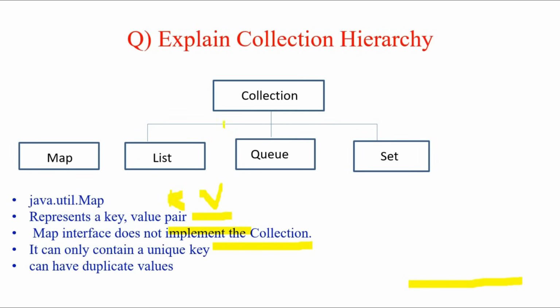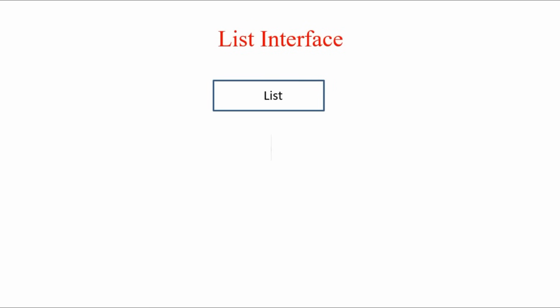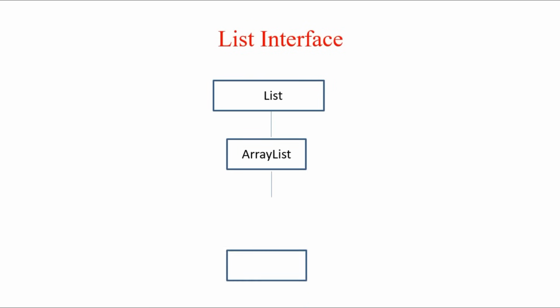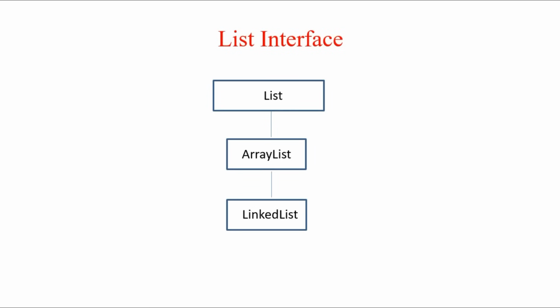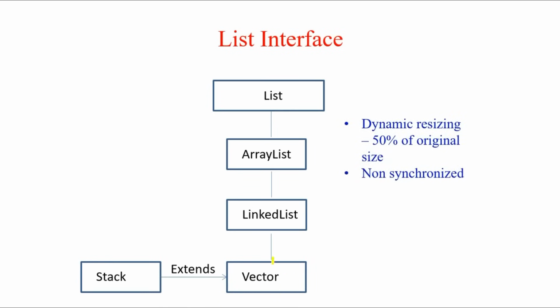Now let's cover the hierarchy of each of these interfaces ahead, so that we can have some classes which implement these interfaces, because you cannot code with just interfaces. The first one we are going to cover is the list interface. This list interface is implemented by a few classes. The first is ArrayList, then LinkedList, then Vector, and Stack is the class which extends the Vector class.